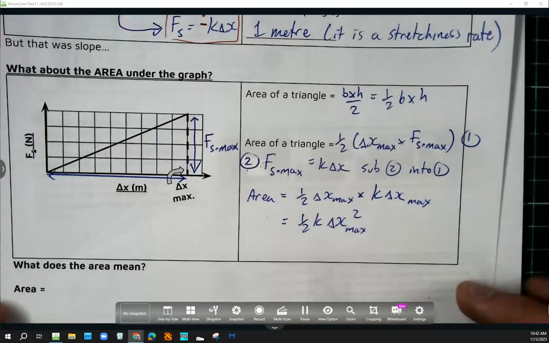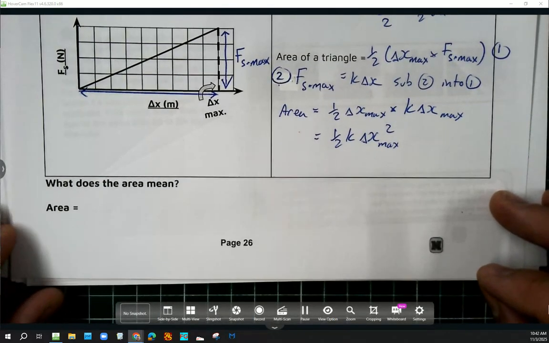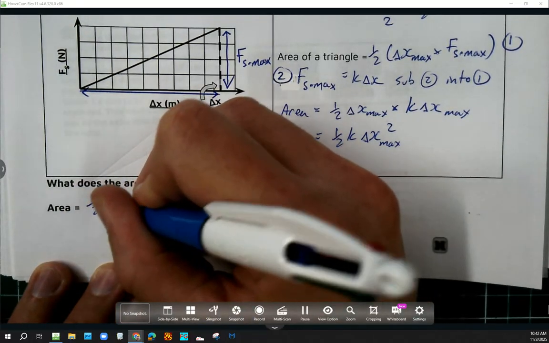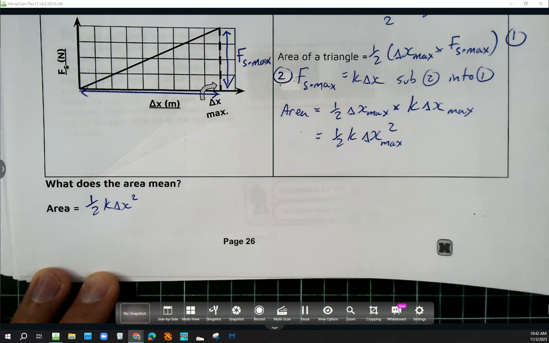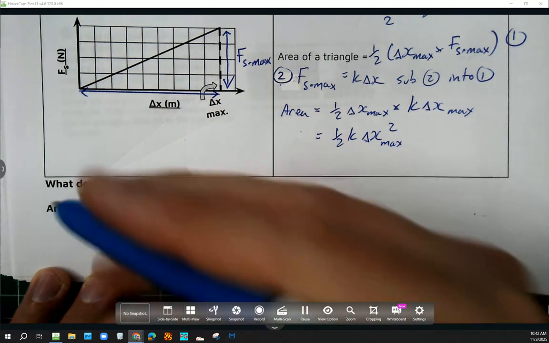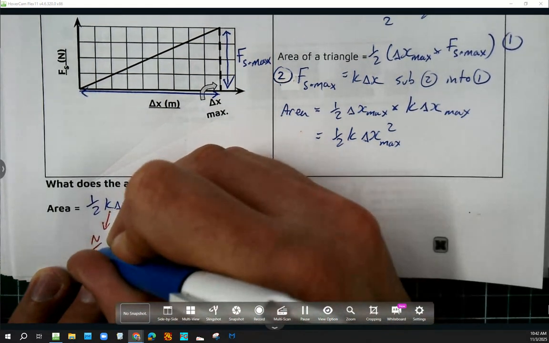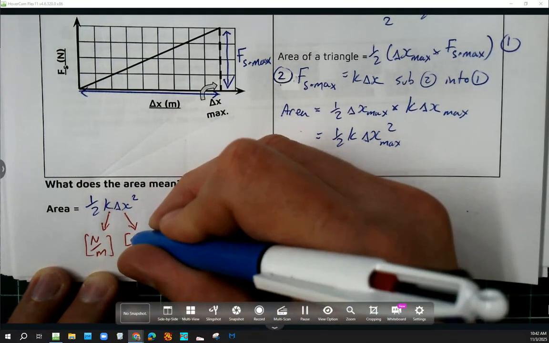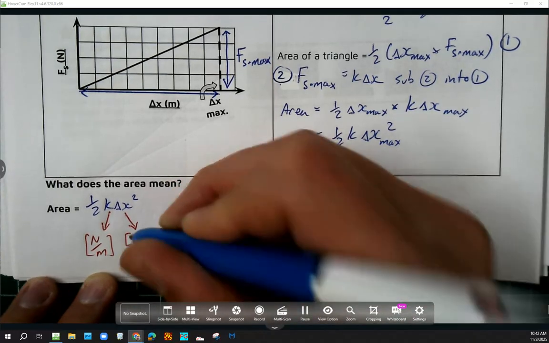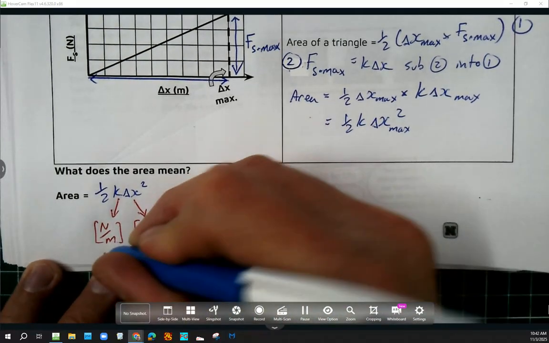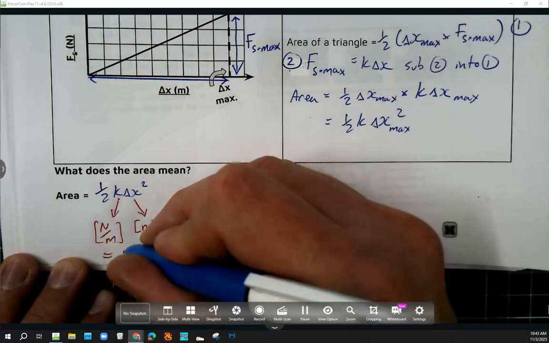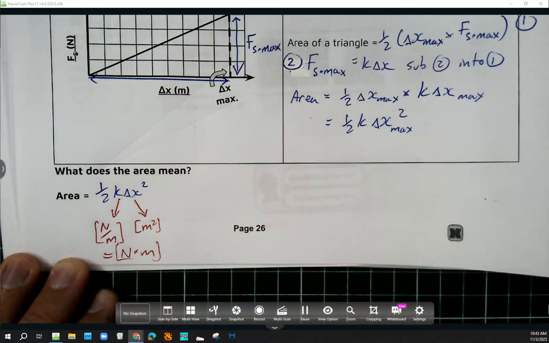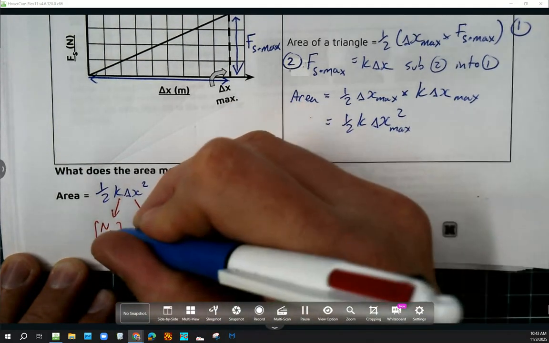But I've got to do a quick little aside about this one. Let's talk about what the area means. What does the area mean? If we have this 1/2 K times delta X squared, it turns out that if I break this down by units, the units for K, we already talked about this, are newtons per meter. And the units for delta X squared would be meters squared, right? Because it's meters times meters, meters squared. And so newtons per meter times meters squared ends up just being newton meters, because the meter in the denominator and the squared cancel each other out.